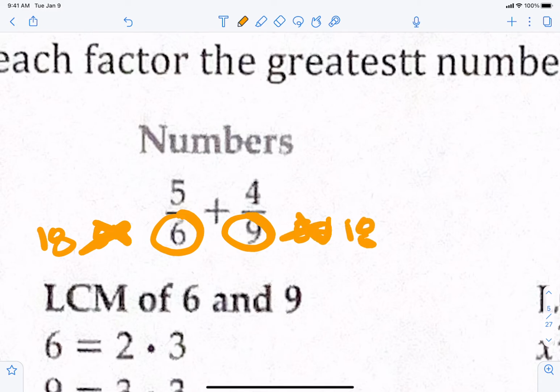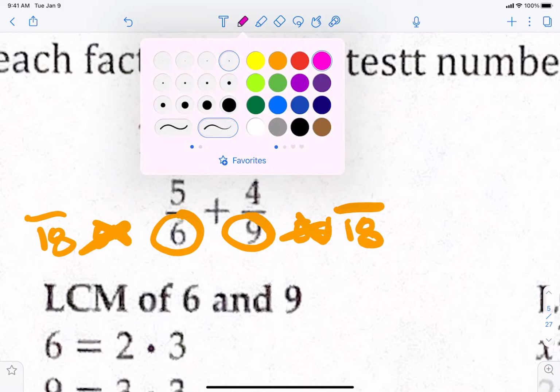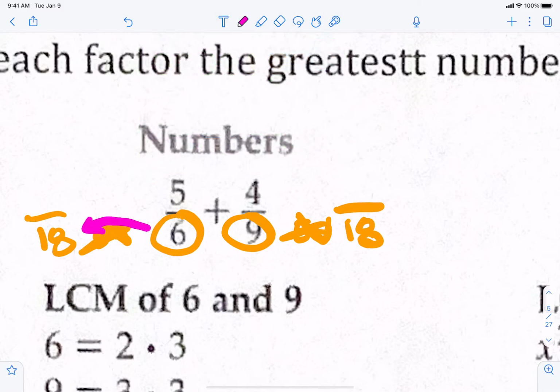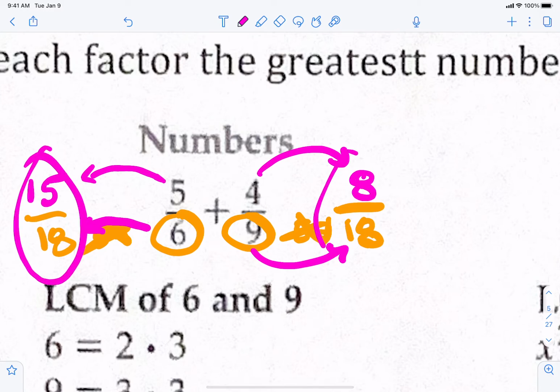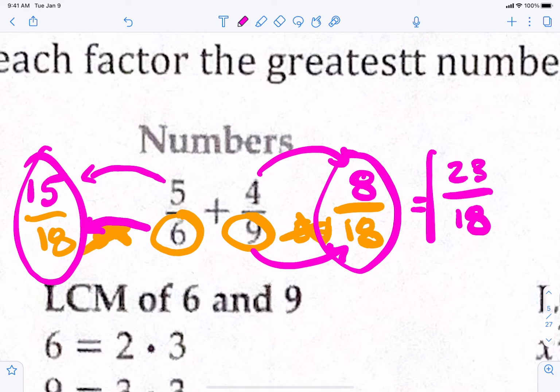Does 6 go into 18? Yes. Does 9 go into 18? Yes. So rather than using 54, we want to use 18, because that is the least common multiple. Now, doing this like we did up above, what do you take times 6 to get 18? 3. So we have to take 5 times 3 also, which is 15. What do we take times 9 to get 18? 2. So we take 4 times 2, which is 8. And we're adding these together. So 15 over 18 and 8 over 18 gives 23 over 18.